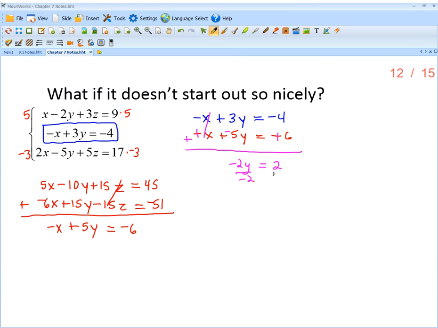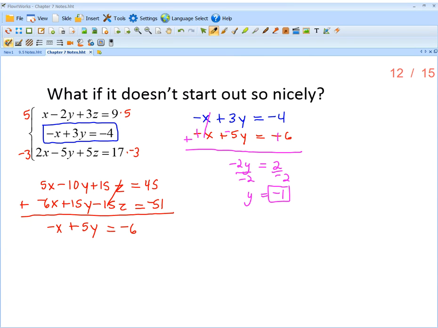Dividing both sides by negative 2, I get y is equal to negative 1. So we got our first variable. Once I've got the first, I always like to circle it, put a box around it, and it gives you a sense of accomplishment. I'm now going to plug that negative 1 in for y in either of the equations.